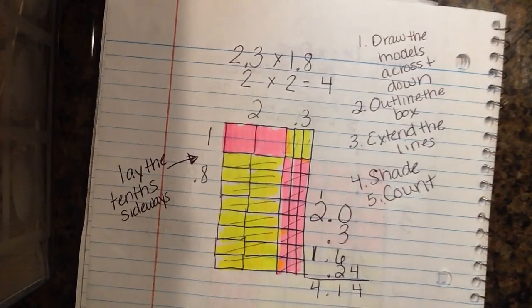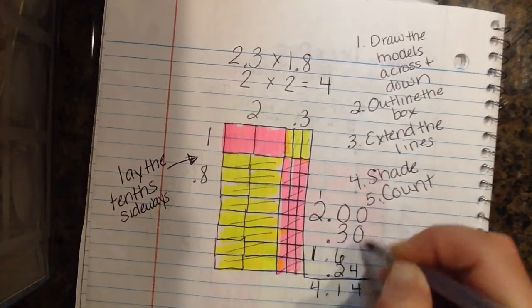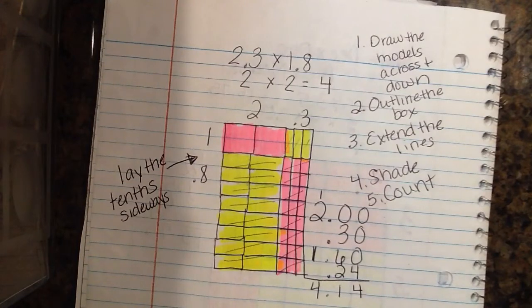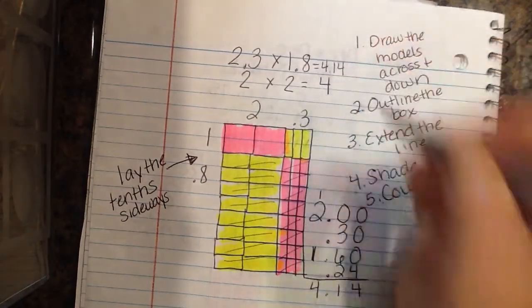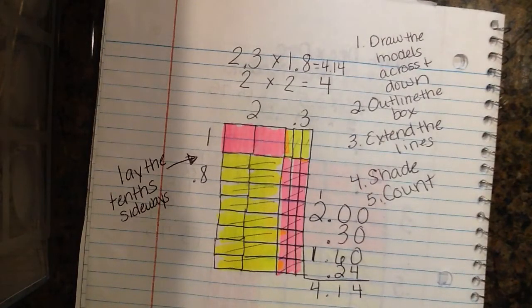And all I do is simply add up using placeholders, line everything up. That is very important. And if I look at my estimate, it was really close. So we're going to practice using these models in class.